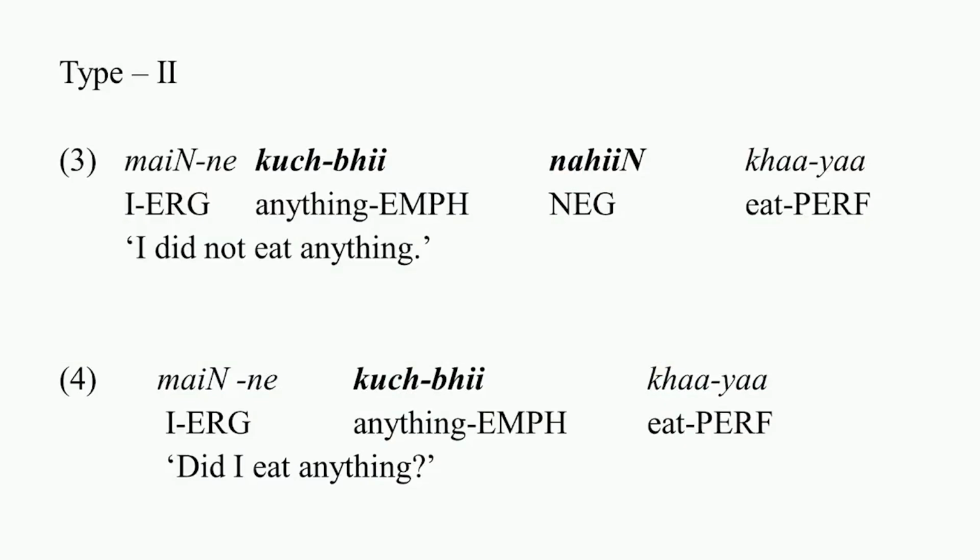In the second set of sentences, 3 and 4, again you see मैंने कुछ भी नहीं खाया. This is a Hindi sentence, and it means I did not eat anything. Look at the meaning of this sentence in English and see that the meaning of kuch bhi as anything is dependent on the presence of the negative element nahi. In the absence of this element, this sentence does not have the same interpretation.